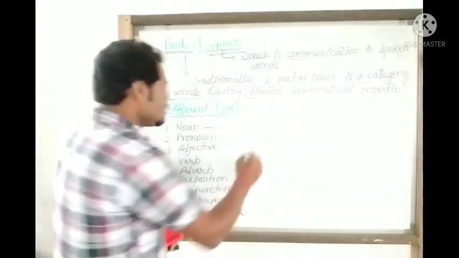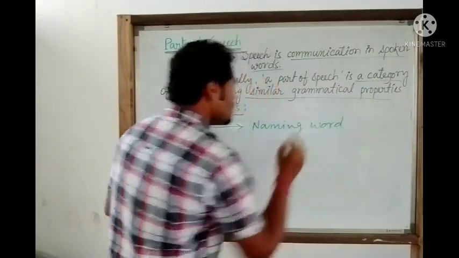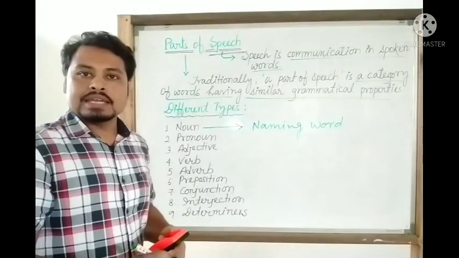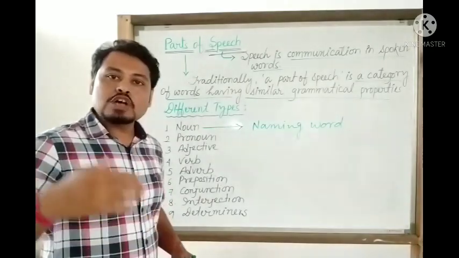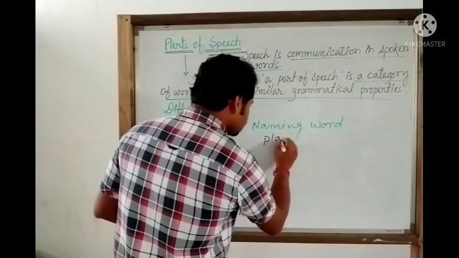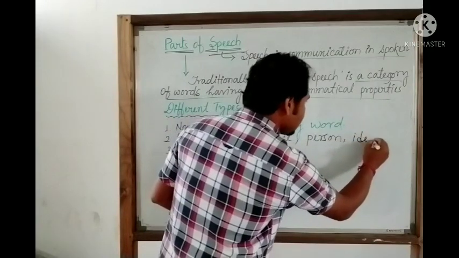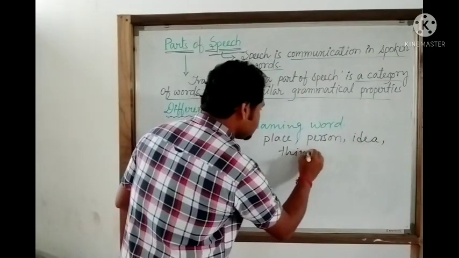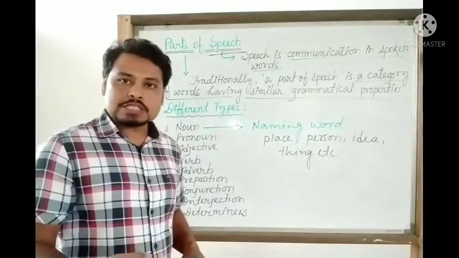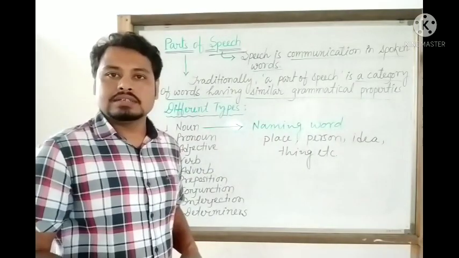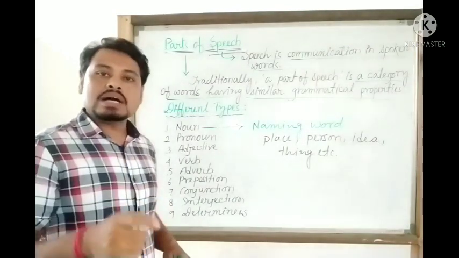Now what is a noun? A noun is a naming word. That means it implies the names. The names of, it may be a place, it may be a person, it may be an idea, it may be a thing, etc. So whenever we use a name for a place, for a person, for an idea, for a thing, the word that we use, that is noun. Because that naming word is noun.